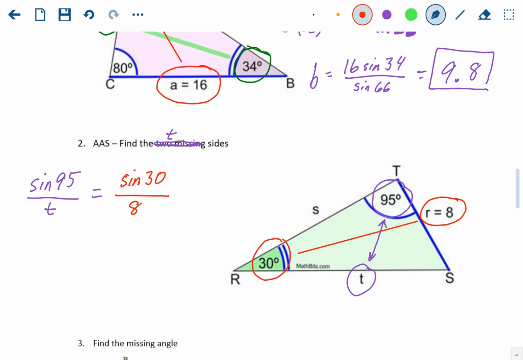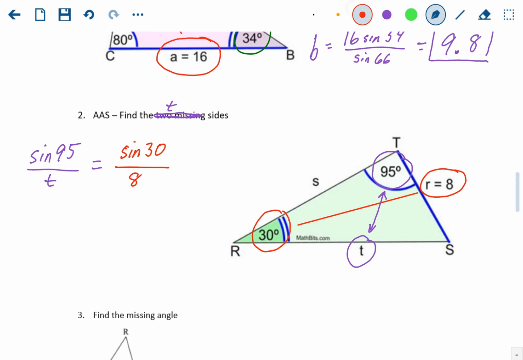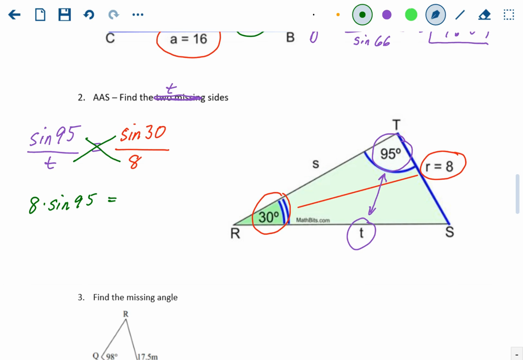Now again, like we said in the last problem, 95 degrees is bigger than 30 degrees, which means side T has to be bigger than side R. So we should be expecting a number bigger than 8. Do the same thing we did in the last problem, cross multiply. Top times bottom, 8 times sine 95, equals bottom times top, T times sine of 30.